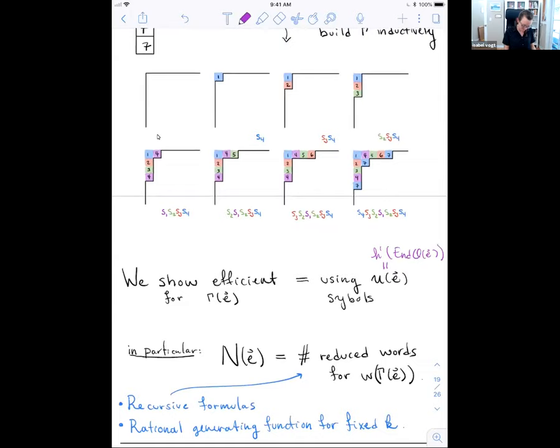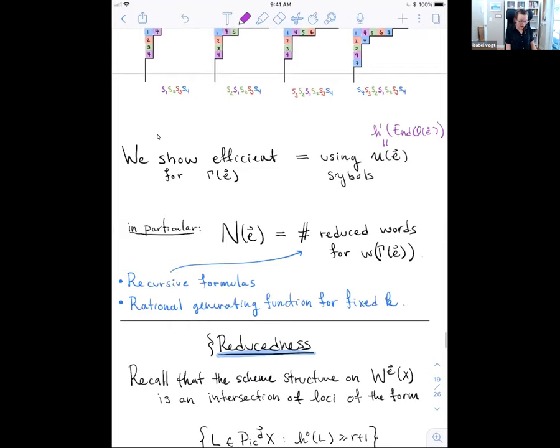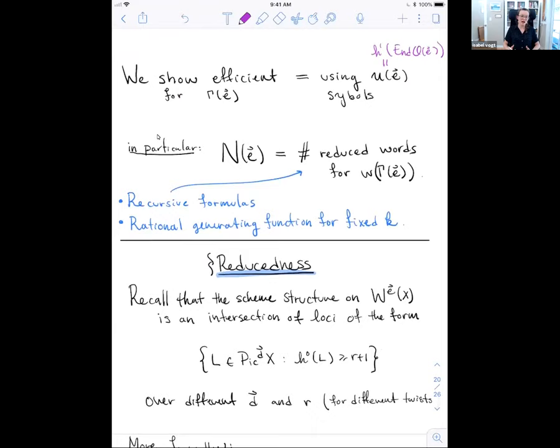Okay, so in my remaining 5 minutes, I want to do the last sort of real meat on the central fiber, which is to prove reducedness, or to sketch the proof of reducedness. So we need to figure out how the sausage is made on the actual scheme structure itself, not just set theoretically. But recall that the scheme structure is given by an intersection of different loci, which are like line bundles in Pic D. So when I specify a particular degree distribution on the central fiber, I want the locus that have at least some number of sections. And I need to do this over different D's and for different R's corresponding to different twists.